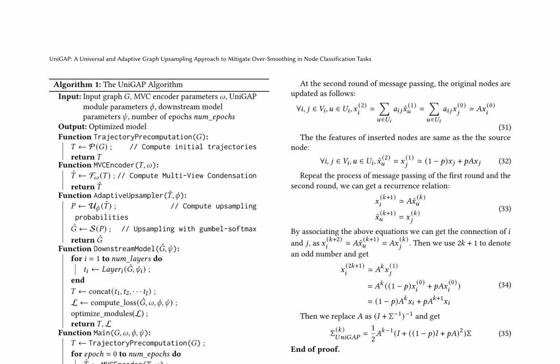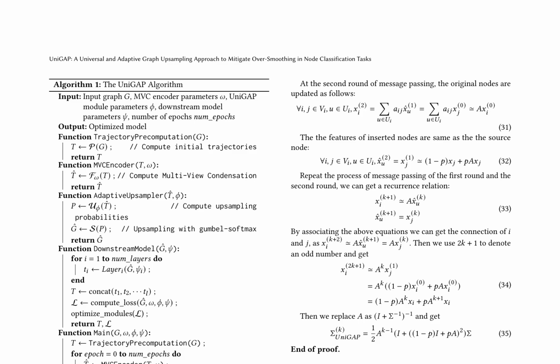Here is a combined summary of the 2 pages. The UniGAP algorithm is a universal and adaptive graph upsampling approach designed to mitigate oversmoothing in node classification tasks. It consists of 4 main functions: trajectory precomputation, MVC encoder, adaptive upsampler, and downstream model. The trajectory precomputation function computes initial node trajectories, which are then condensed into multiview representations using the MVC encoder function.